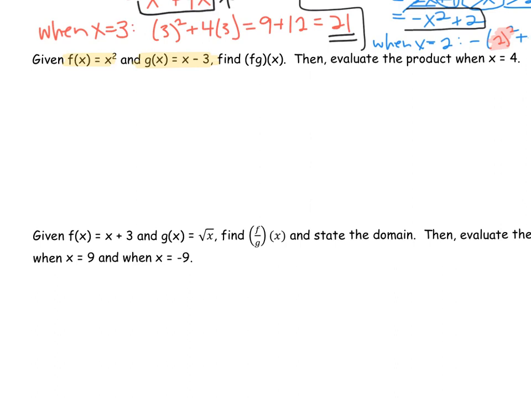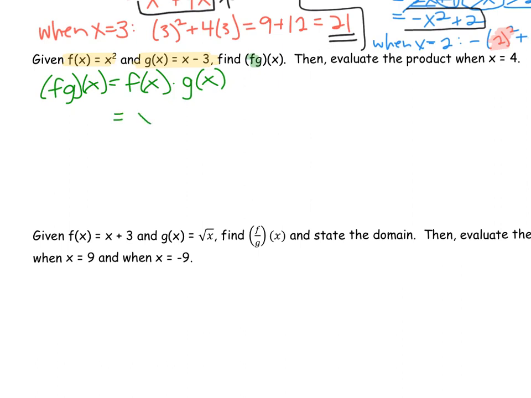We have new functions for f of x and g of x. It says given f of x equals x squared and g of x equals x minus 3, find f times g of x. Then evaluate the product when x equals 4. If we want to evaluate f times g of x, that literally is just the product for each part in this polynomial. So f of x just times g of x. And remember, up above we said we're either going to have to FOIL or distribute to find products.